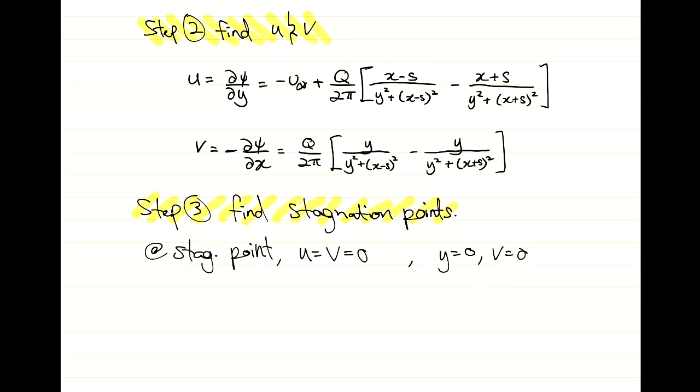The next step is then to substitute y equals 0 into my velocity u. So we want u to be equal to 0, equal to negative U infinity plus Q over 2 pi, and it's just going to be 1 over x minus s minus 1 over x plus s.